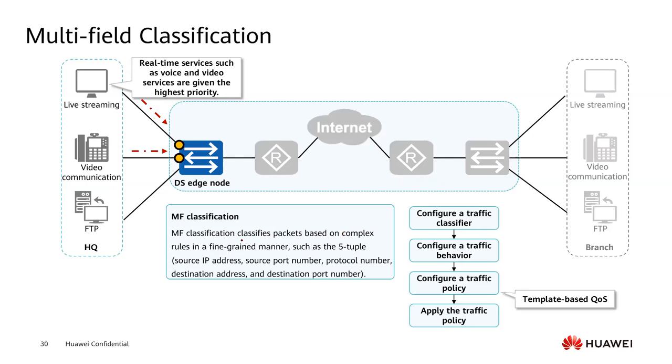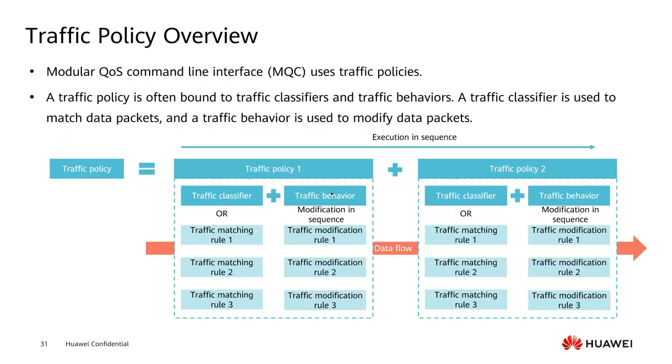Okay, so if we want to classify the traffic, first we need to define the traffic. If we want to put a different DSCP value, or maybe different .1p value, into different traffic, first we need to classify our traffic. So how do we classify our traffic? We need to use a tool called the traffic policy.